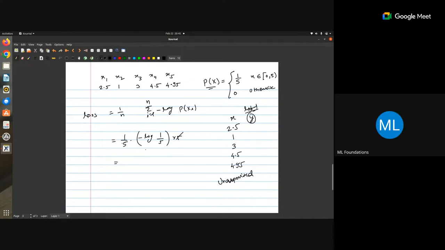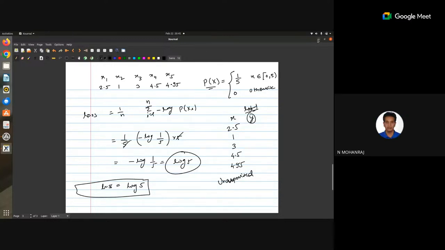Okay. So now this 5 will anyway get cancelled. Minus log of 1 by 5 is what? Log of 5, right? Yes. Then the minus sign will go. So you have to find the value of this. That is my loss. Okay, so what is the loss? Log of 5 is 0.69. So just calculate it and find it out.